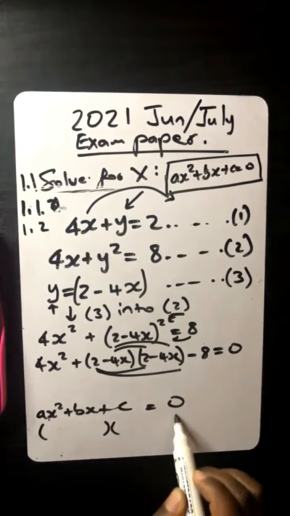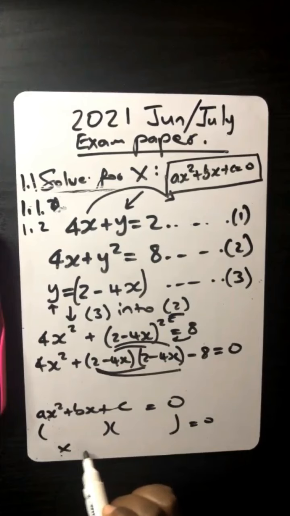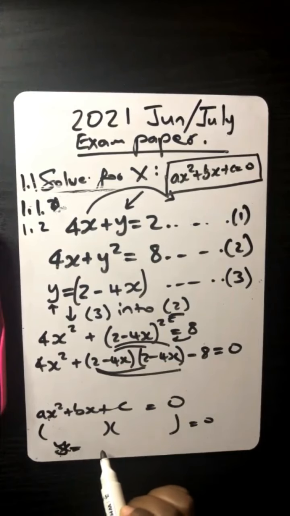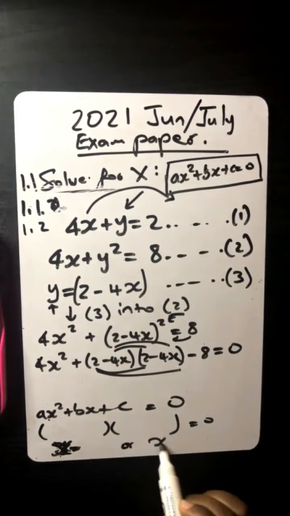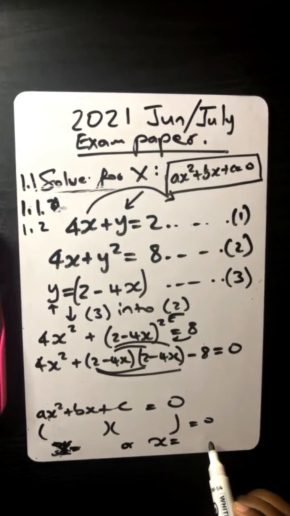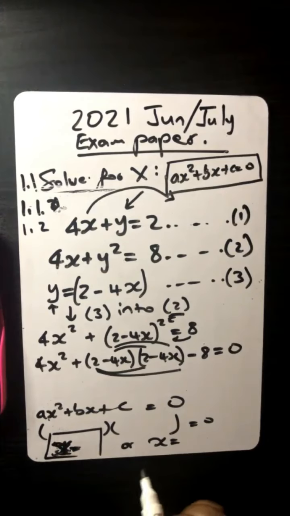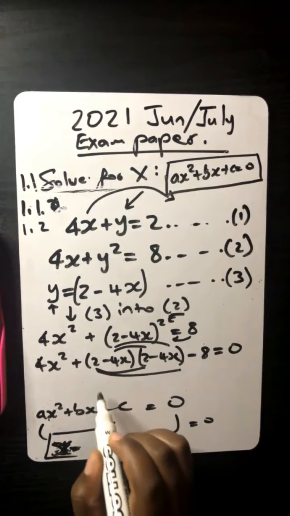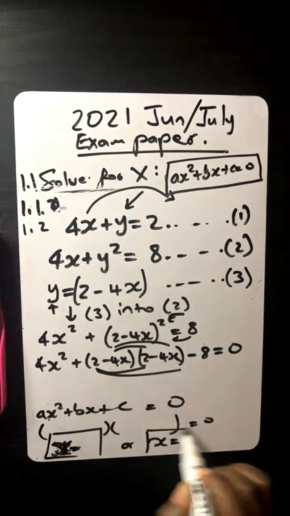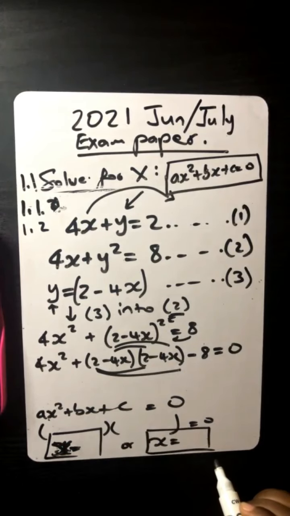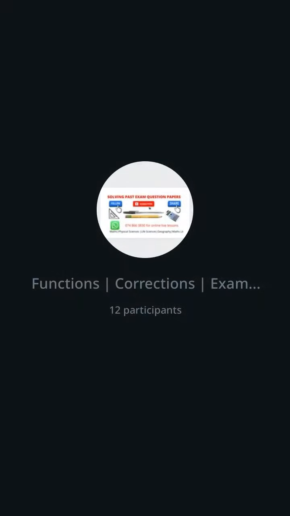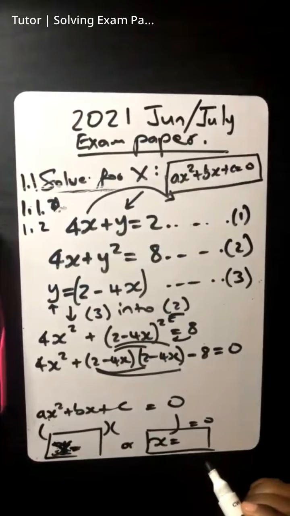Then you factorize. Then you find your x values. First it's going to be your first x value, then your second x value. Then you use the first x value to calculate your first y value. Then you use your second x value to calculate your second y value. In that way, that's how you score yourself maximum marks.